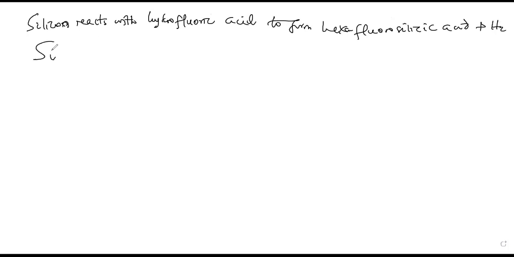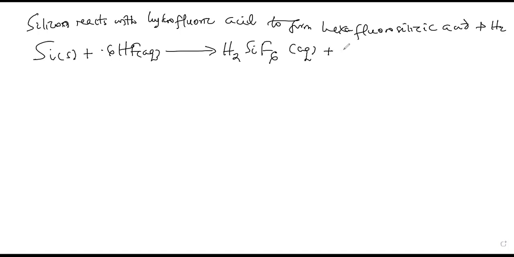So we have silicon solid plus hydrofluoric acid, and we form hexafluorosilicic acid. Hexafluoro, hexa meaning the fluorine atom count is 6. Hexafluorosilicic acid and hydrogen gas.